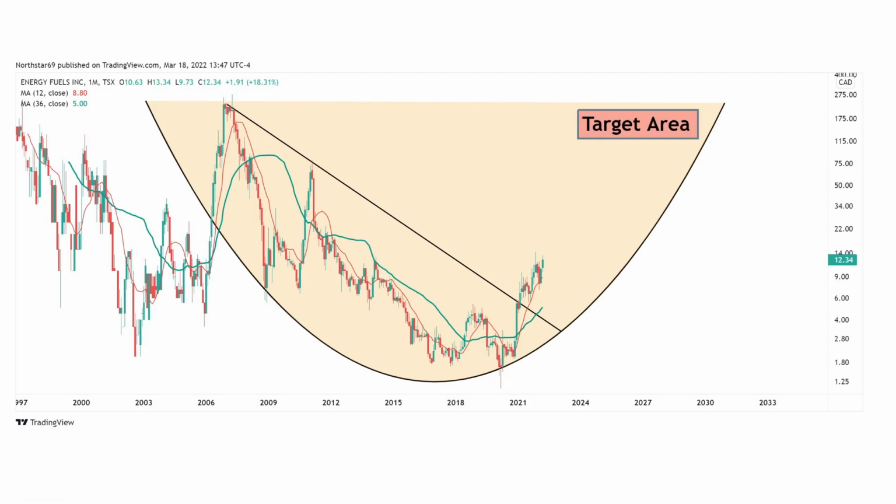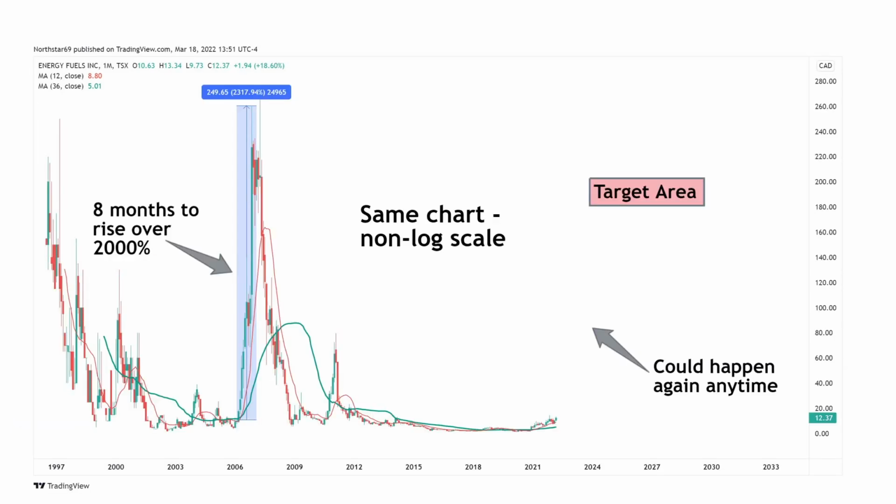And this is on a logarithmic chart. This is a non-log scale. Looking back at the old bull market from '06 to '07, UUUU rose 2,000% in 8 months. That is ridiculous movement. Then we always do this double hump. You get a huge move, you go into a double hump, then you go into the valley of despair, and we're starting to come out of that valley of despair. It did the same thing here.